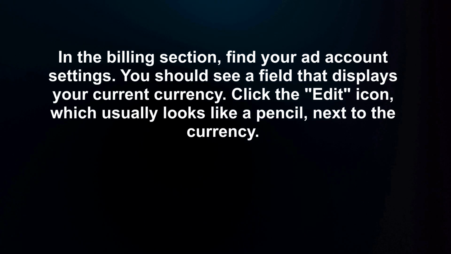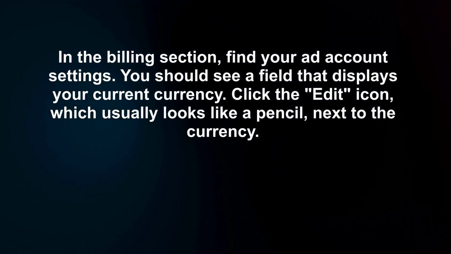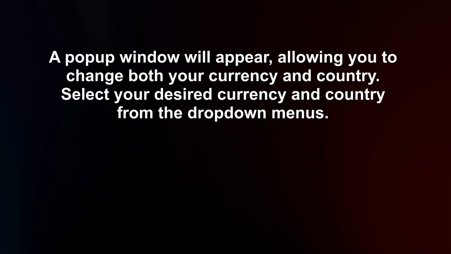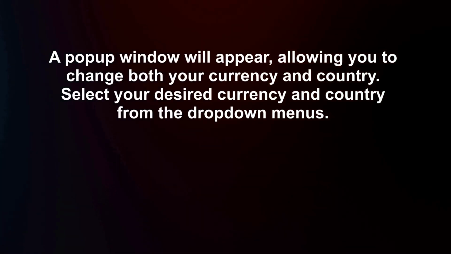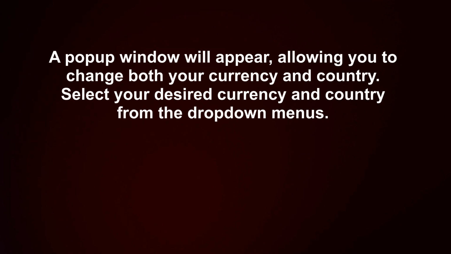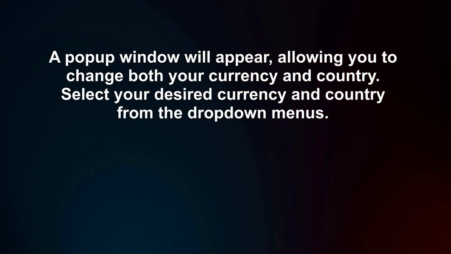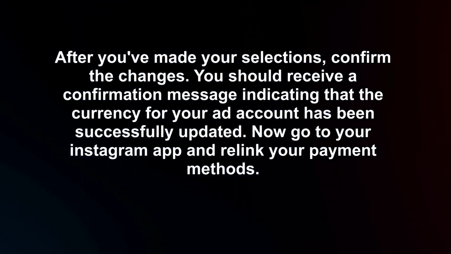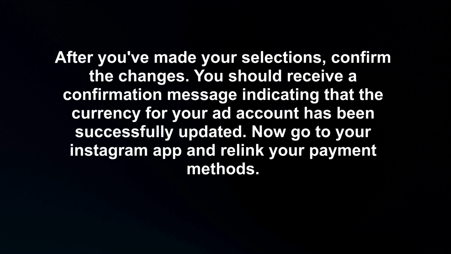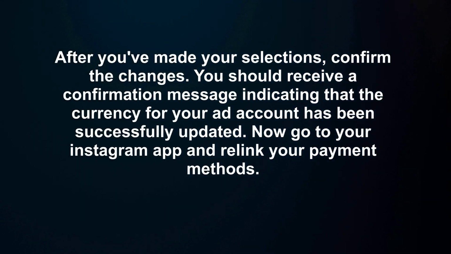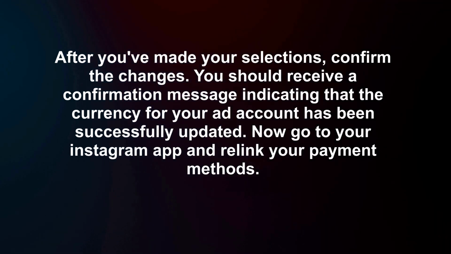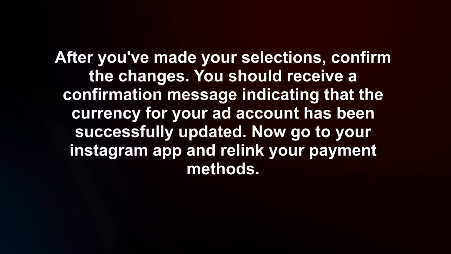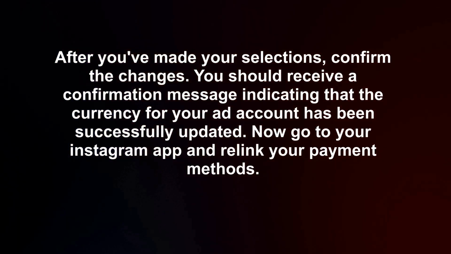Click the Edit icon, which usually looks like a pencil, next to the currency. A pop-up window will appear, allowing you to change both your currency and country. Select your desired currency and country from the drop-down menus. After you've made your selections, confirm the changes. You should receive a confirmation message indicating that the currency for your ad account has been successfully updated. Now go to your Instagram app and relink your payment methods.